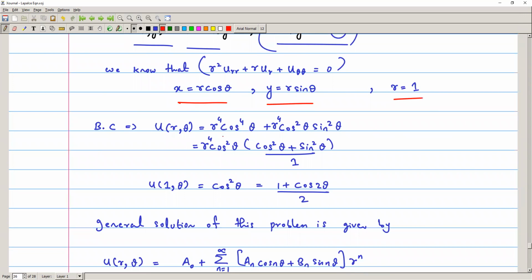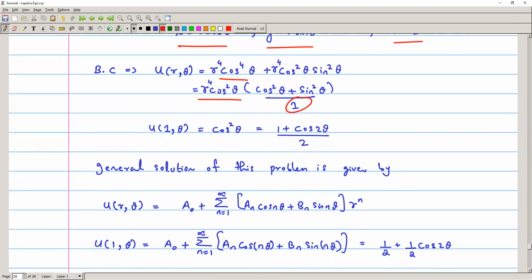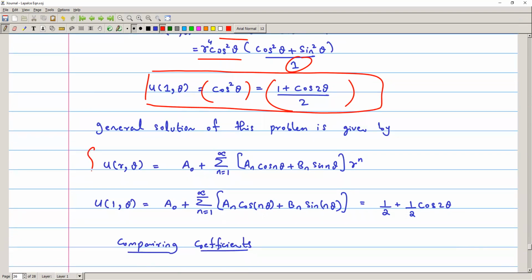So u(r, theta) will be r to the power 4 cosine to the power 4 theta plus r to the power 4 cosine squared theta sine squared theta, right? We take cosine squared theta as common, r to the power 4 common. We are left with cosine squared theta plus sine squared theta, which is 1, and so we are only left with cosine squared theta, which equals (1 plus cosine 2 theta) over 2, right? So u(1, theta) is equal to this function. Now we have the solution for the interior problem in this form.